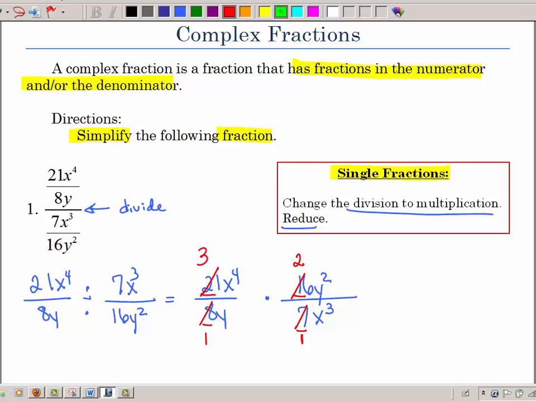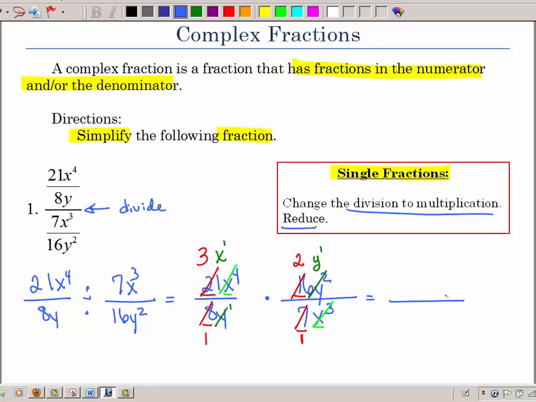So notice, I have an x to the fourth and an x cubed. Those are the same base, so I can keep the base and subtract the exponents. So that's going to leave me just an x to the first power on top. Then I have y's, so I have the same base. I'm going to keep the base and subtract the exponents, and that would be a y to the first power. And of course we don't write that first power, but just to emphasize that we keep the base and subtract those exponents.